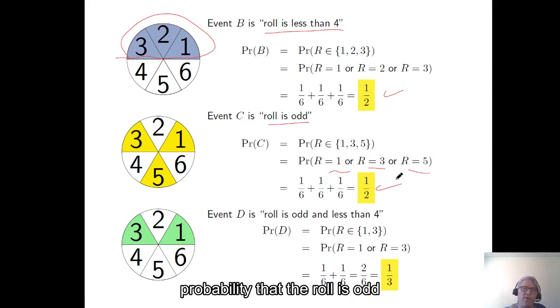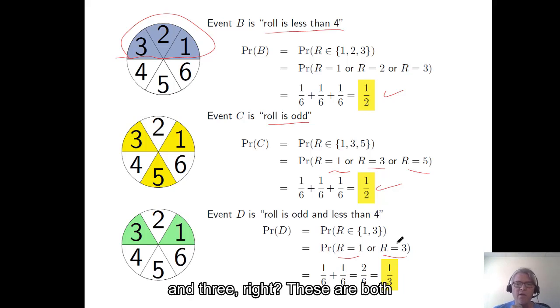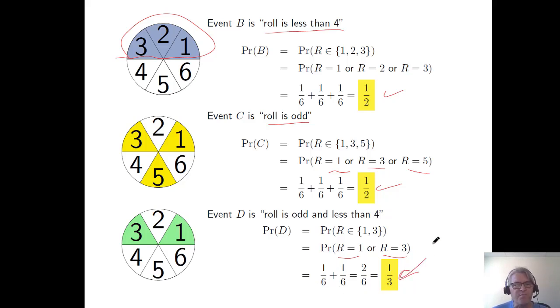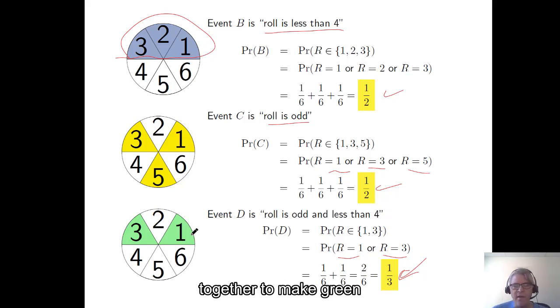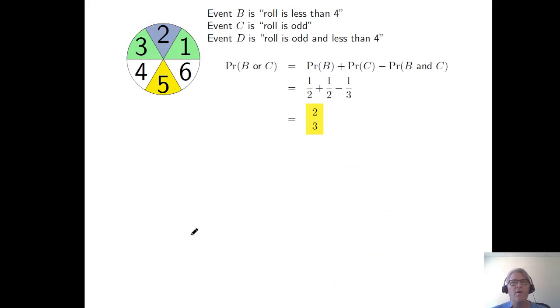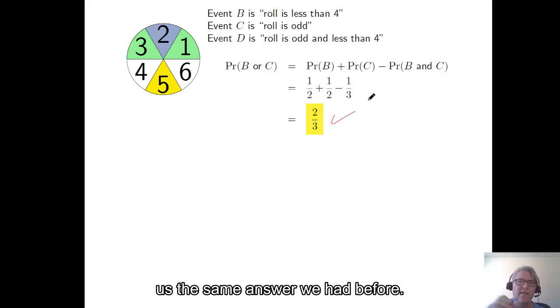All right, what about the probability that the roll is odd and less than 4? So on the same trial, it's both. And now it's just 1 and 3, right? These are both odd numbers that are less than 4. So there's 2 of them, and that gives us 1/3. Yeah, that's supposed to be a check mark. Okay, and I've sort of chosen the colors here. We can think about blue and yellow adding together to make green. Green being the set of events that occur in both less than 4 and the roll is odd. So the answer to our problem, what's the probability of B or C, that a roll is less than 4 or odd, is we add B and C, and then we subtract off that intersection where both B and C occur. So it's 1/2 plus 1/2, that's 1, minus 1/3, that gives us the same answer we had before.